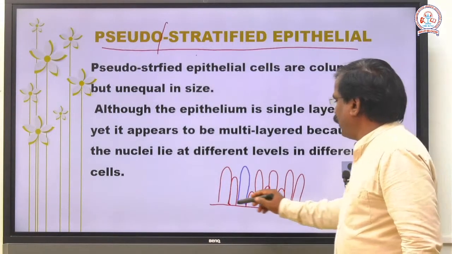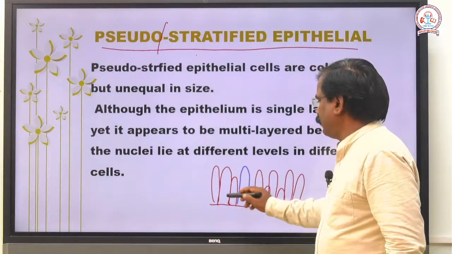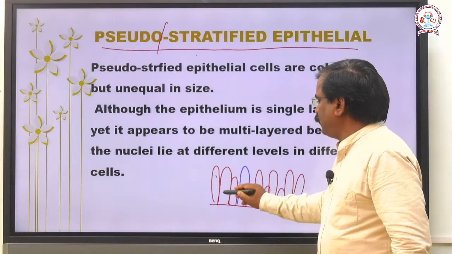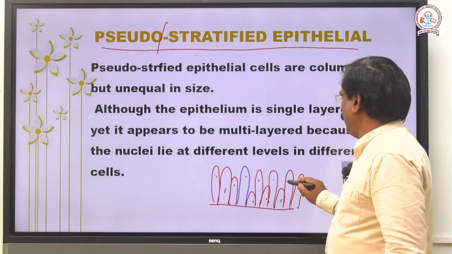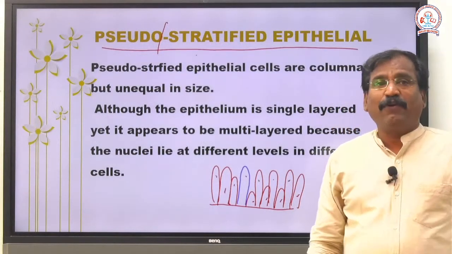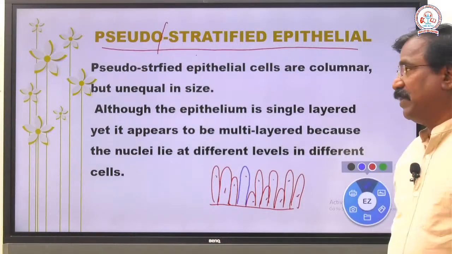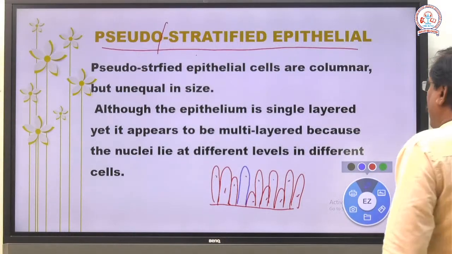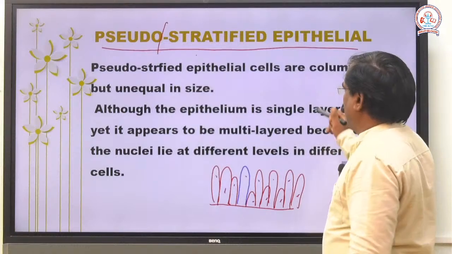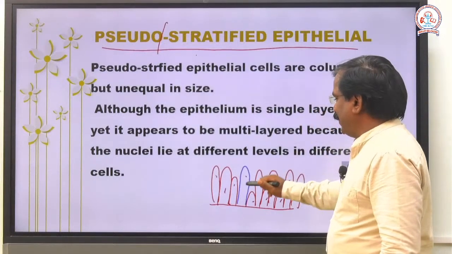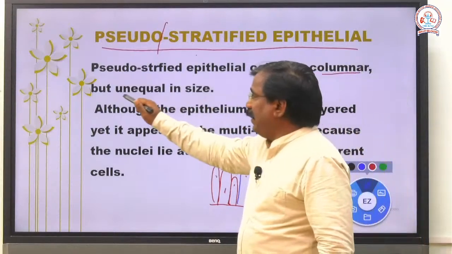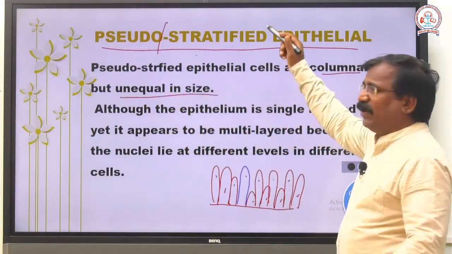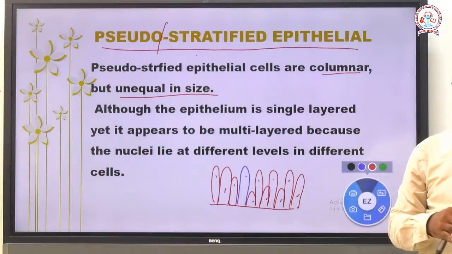So the cells are unequal in size, and the nuclei are located at different heights. First of all, it is made up of elongated cells. It's columnar, but unequal in size, not a regular size.